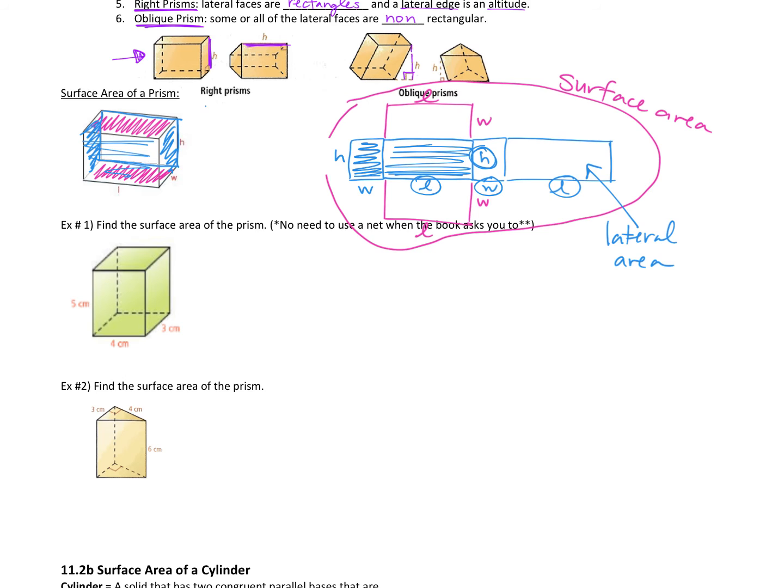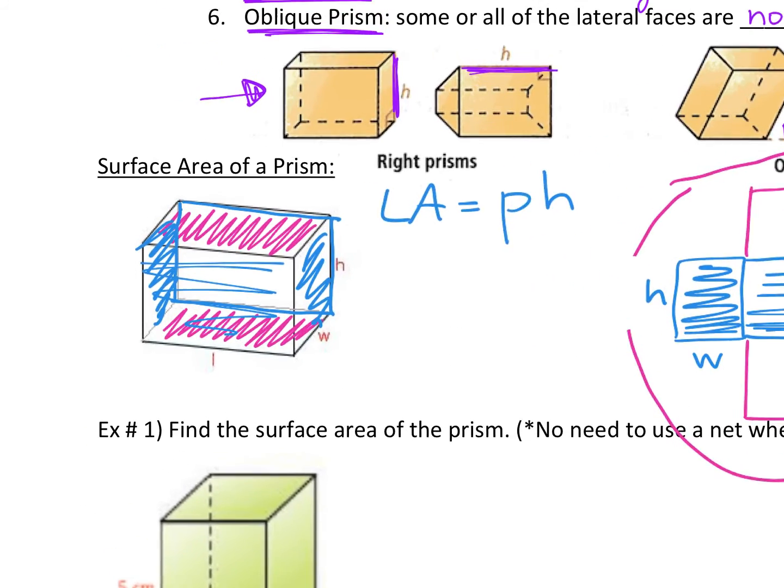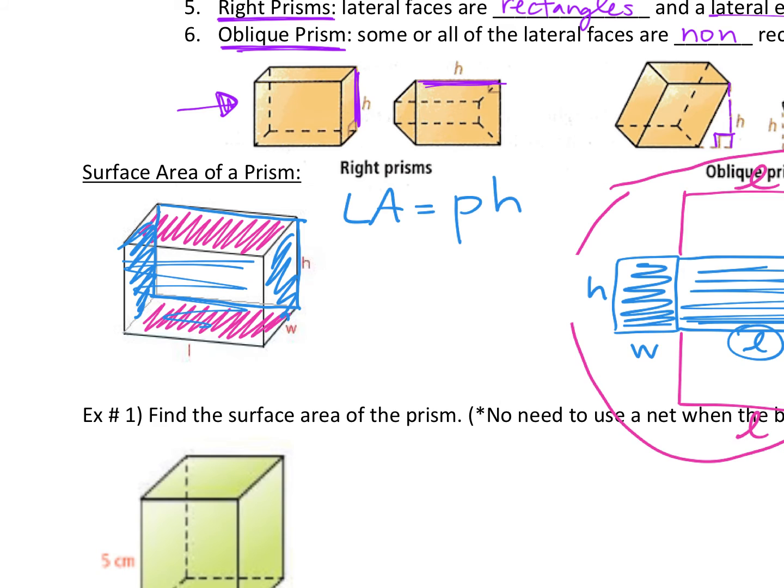So here's the formula. It's on your formula sheet. It is P times h. What did we say P stands for? The perimeter of the base. So if you look at this figure, the perimeter of your base is L plus W plus L plus W. So you can find the perimeter of the base very quickly if you know those numbers. What does h stand for?